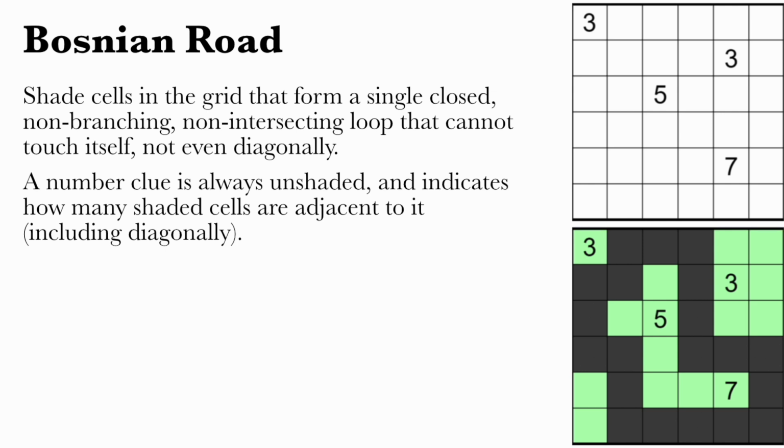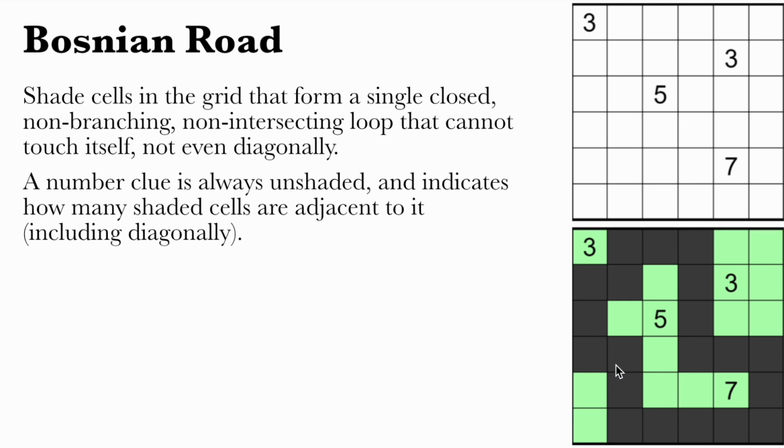Bosnian Road is both a loop puzzle and a shading puzzle. The rules are: shade cells in the grid that form a single closed, non-branching, non-intersecting loop that cannot touch itself, not even diagonally. Okay, that's a lot of words to say a pretty intuitive concept. We're just drawing a loop in this grid, and you can see that in the answer here. The important bit here is the cannot touch itself, not even diagonally.